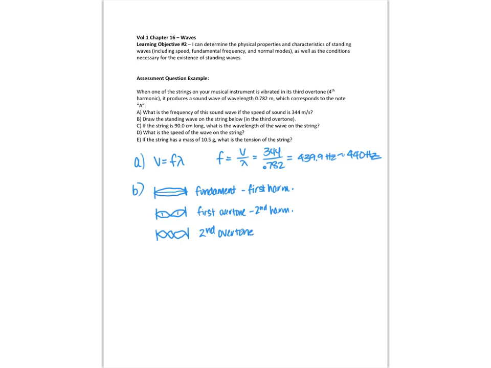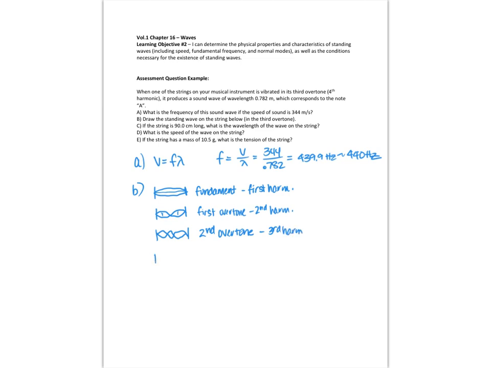I don't know why it looks like a monster to me. Maybe because I put those little dots in the first overtone. It looks like eyes. The second overtone has the three antinodes. Again, we're just adding the antinodes to get to the next standing wave. This would be the third harmonic.